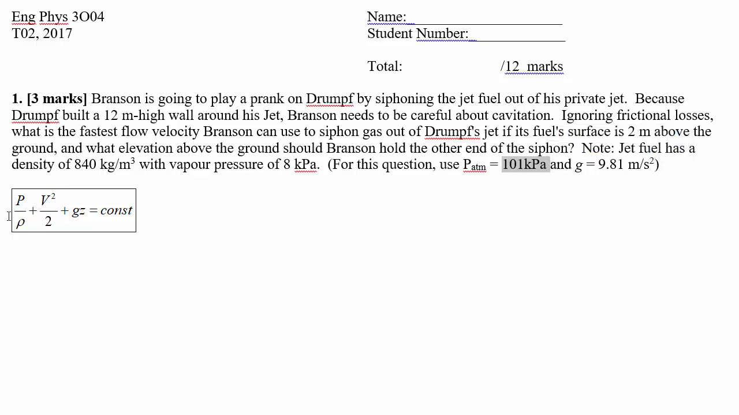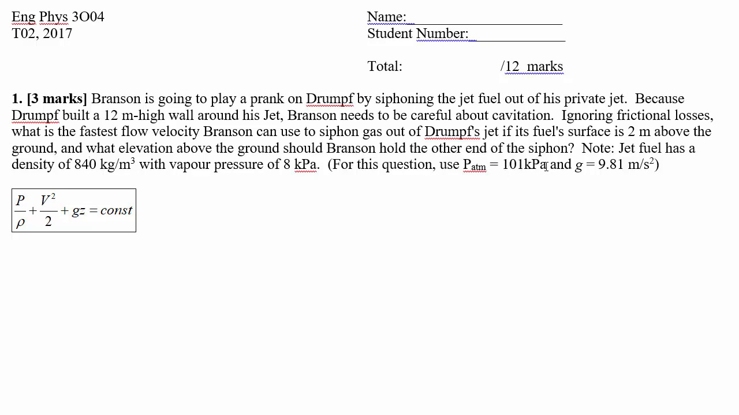If we've moved up 10 meters, then the pressure inside the siphon will have dropped by a certain amount because of that elevation change. So 10 meters up, we're going to have moved by the density times g. So g is about 10, and then another 10 meters, so 100 times this. So that's 84 kilopascals, what we're going to get. So we're going to have moved by 84 kilopascals at the top of the wall.